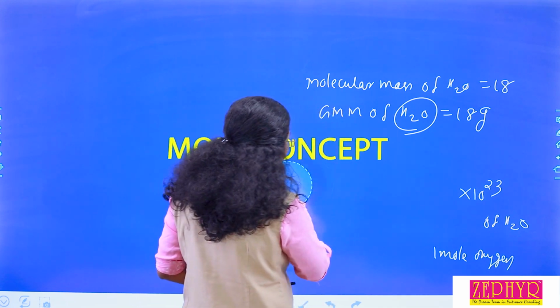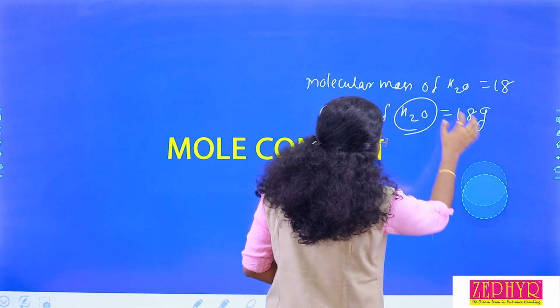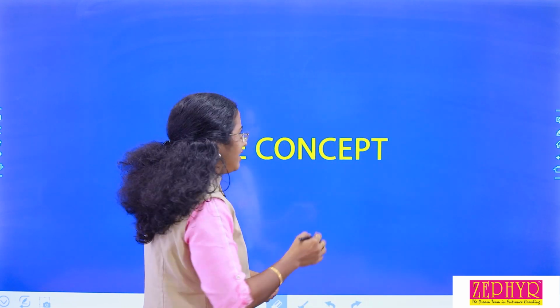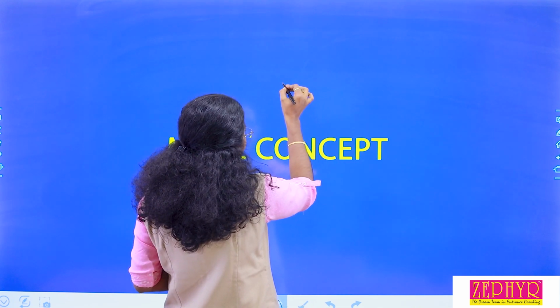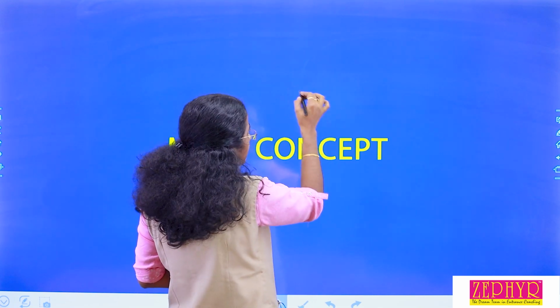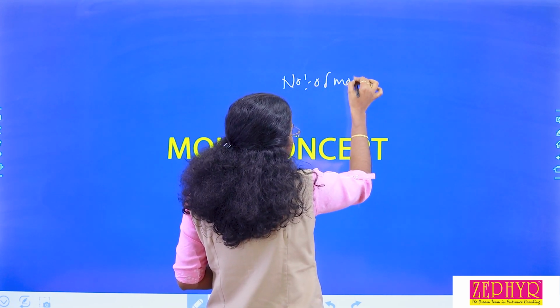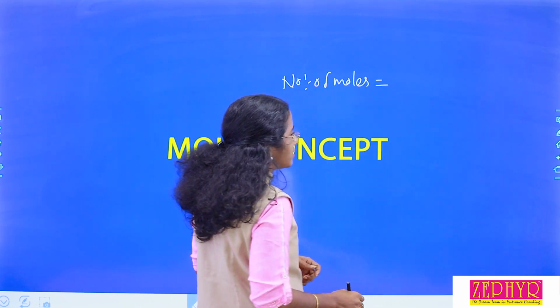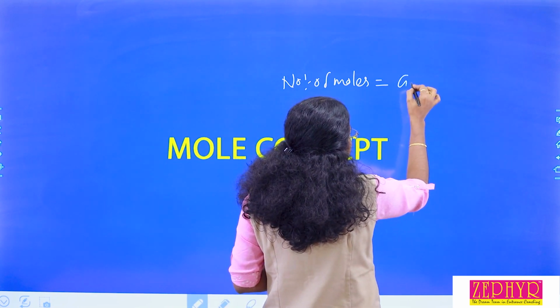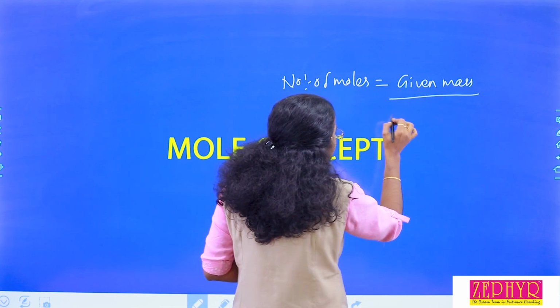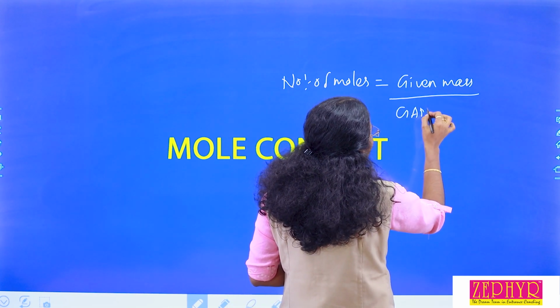After this discussion, we can calculate some equations. Based on that, we can calculate the number of moles. The equation is: number of moles equals given mass, or mass in gram, divided by GAM or GMM.